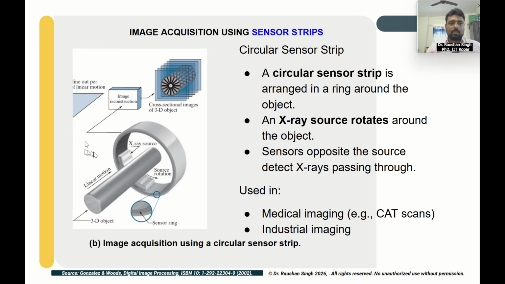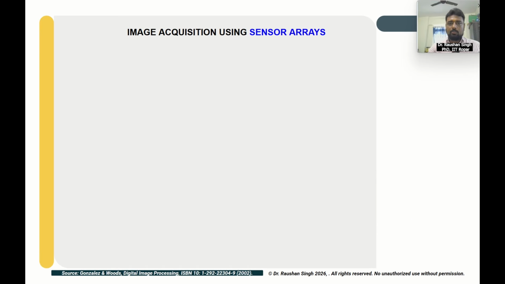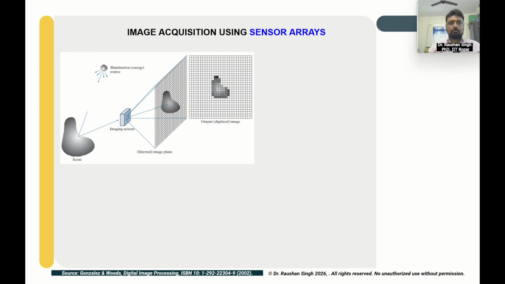So that is the same thing here. You can see that this is a linear movement. The object is kept inside, and this X-ray source moves continuously. Sensors are fitted in this ring, and the image gets reconstructed, and cross section images of 3D images will be stored. So this is basically used to take multiple images of the same object. Afterwards you can combine them and make a 3D model of that. So this is a very high quality thing.